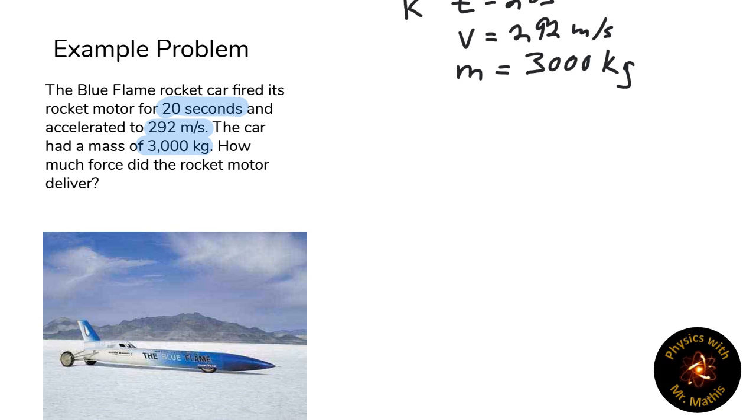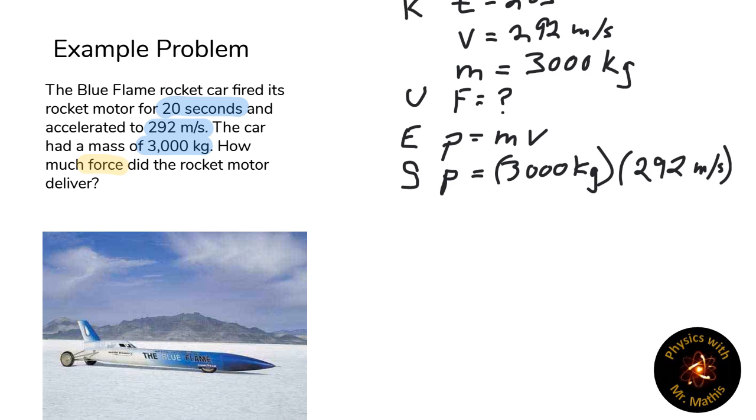The problem gives us a time of 20 seconds, a velocity of 292 meters per second, and a mass of 3,000 kilograms. The problem asks us to find force, but it doesn't give us enough information to find that directly. However, it does give us a mass and a velocity, which we can use to find momentum. We'll start out using the equation for momentum, p equals m times v, momentum equals mass times velocity.